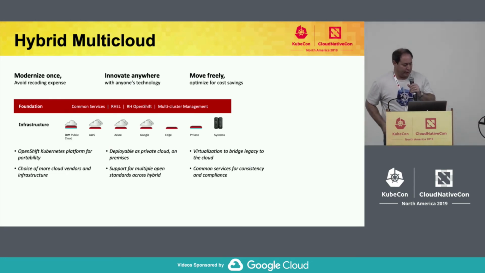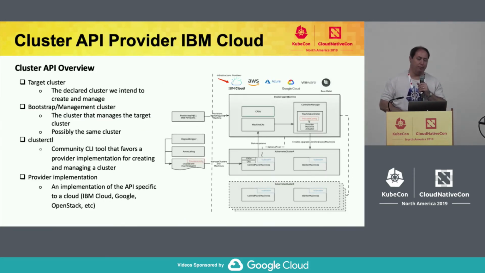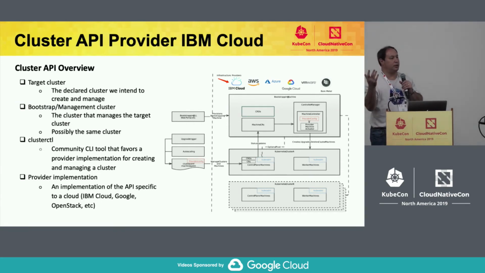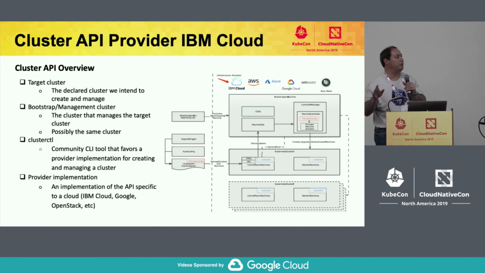Okay, so one of the things we look at is hybrid multi-cloud, and looking at a strategy of Kubernetes running everywhere, OpenShift running everywhere. So we'll look at how we're going to support that. There is a Kubernetes SIG for clusters and a cluster API, and the different providers need to provide their cluster API provider. It's an interesting model, the cluster API.